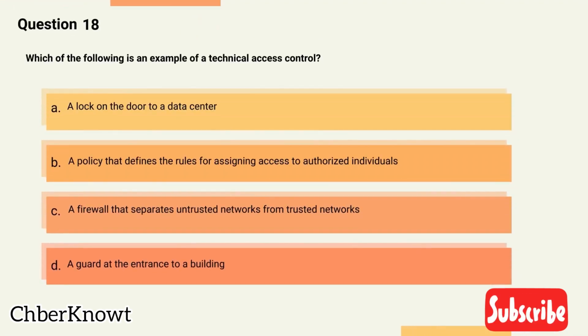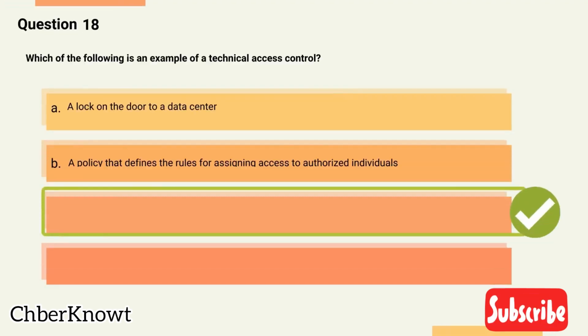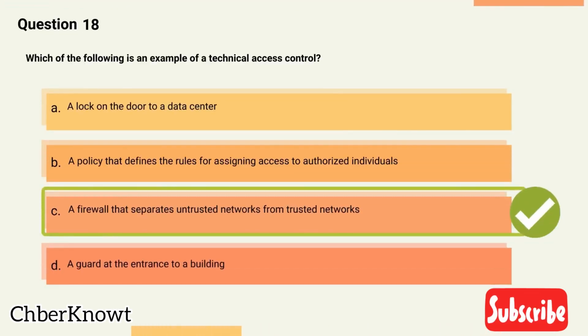Question 18. Which of the following is an example of a technical access control? Option A. A lock on the door to a data center. Option B. A policy that defines the rules for assigning access to authorized individuals. Option C. A firewall that separates untrusted networks from trusted networks. Option D. A guard at the entrance to a building. The correct answer is Option C. A firewall that separates untrusted networks from trusted networks.